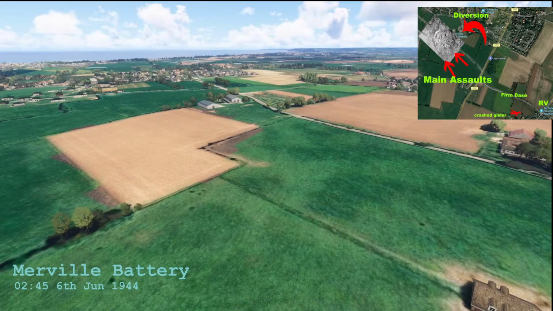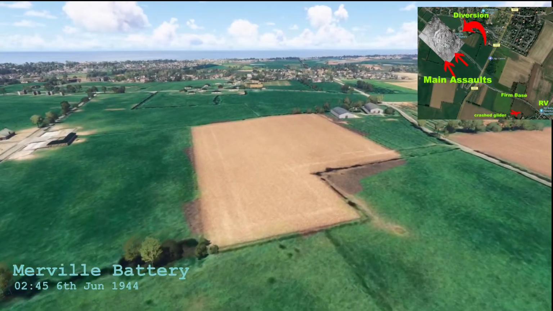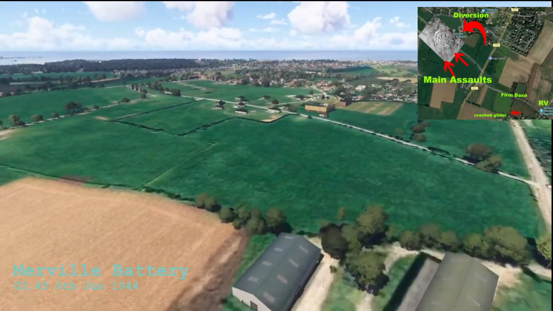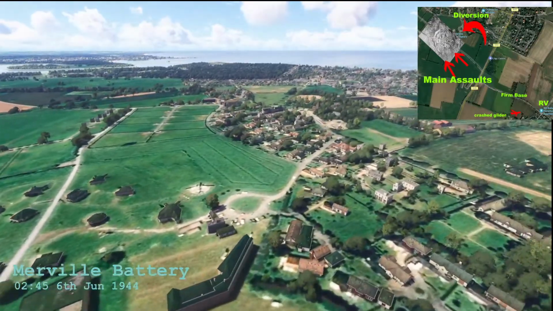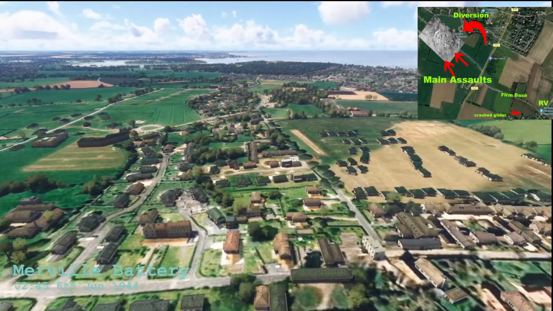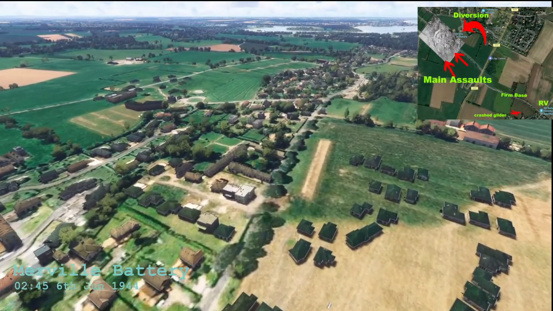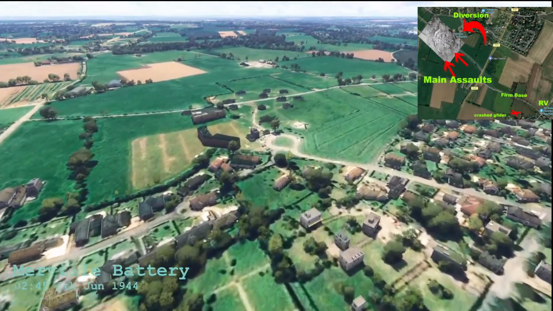And Otway immediately tells Sergeant Knight to rush over to neutralize these machine gun positions. Sergeant Knight was going to be the guy who would command or be involved with the diversionary attack from this side as well later on.